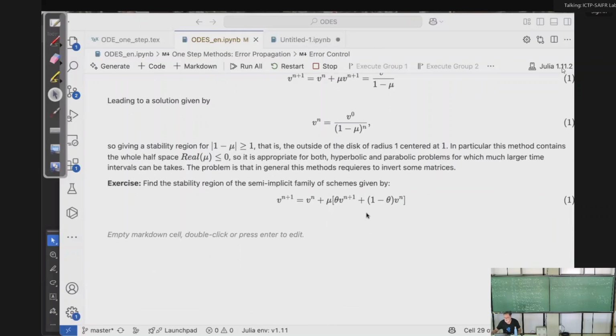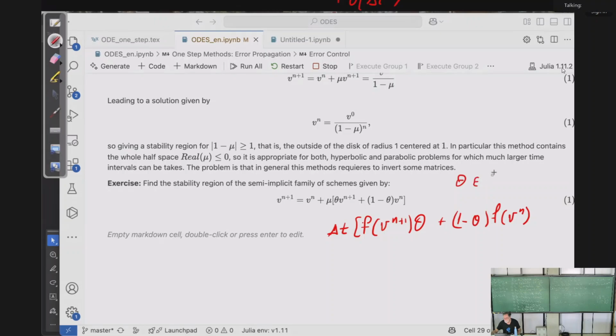Here is a nice exercise. You can do the same implicit one, which is like this. So the method will be like that: delta t times f of Bn+1 times theta plus 1 minus theta times f of Bn. So you do convex linear combinations. Theta is between 0 and 1. Theta equal to 0 gives you the standard Euler. Theta equal to 1 gives the implicit. And you can do combinations, and you can check this.